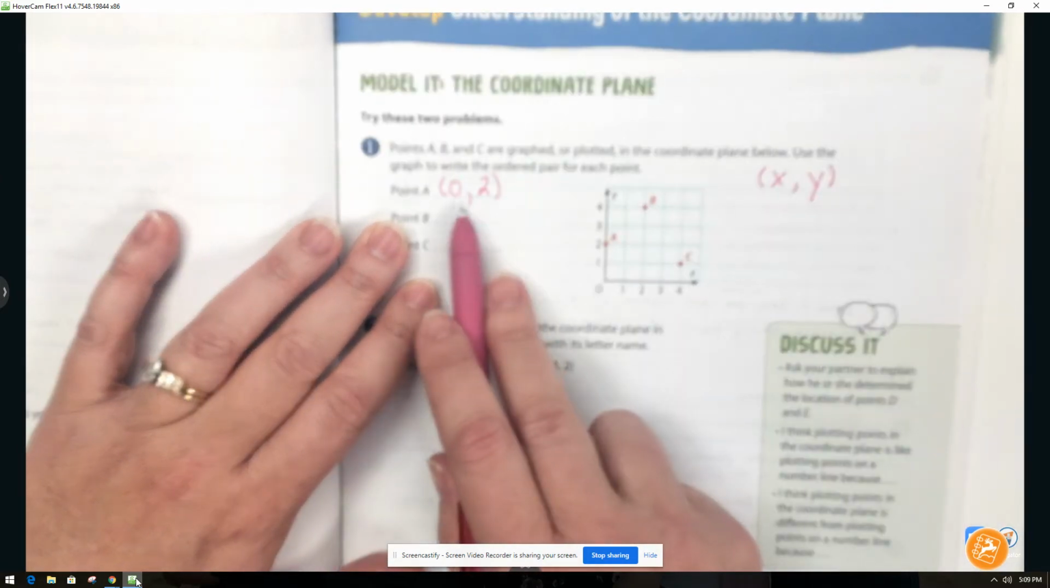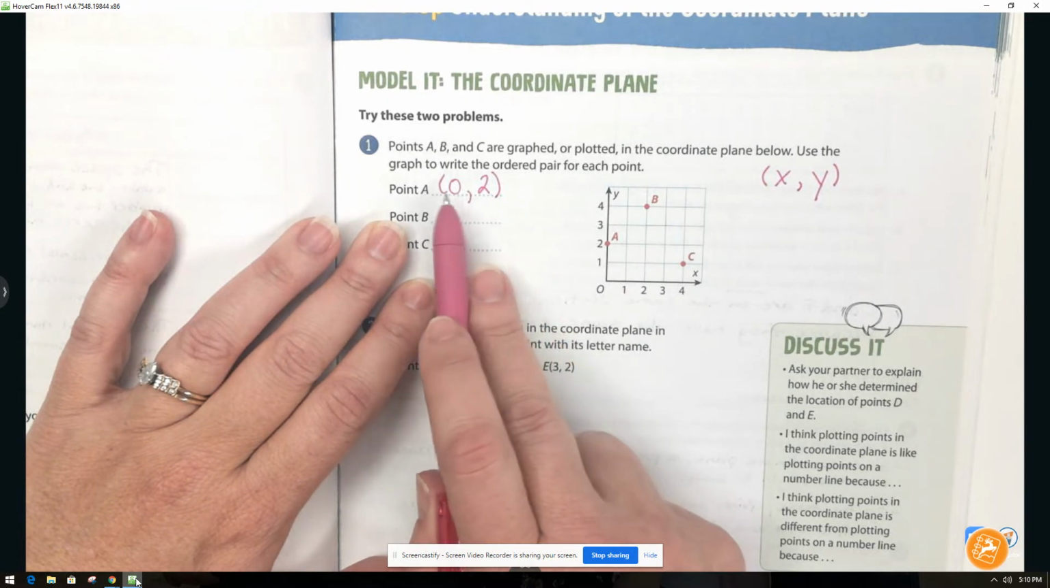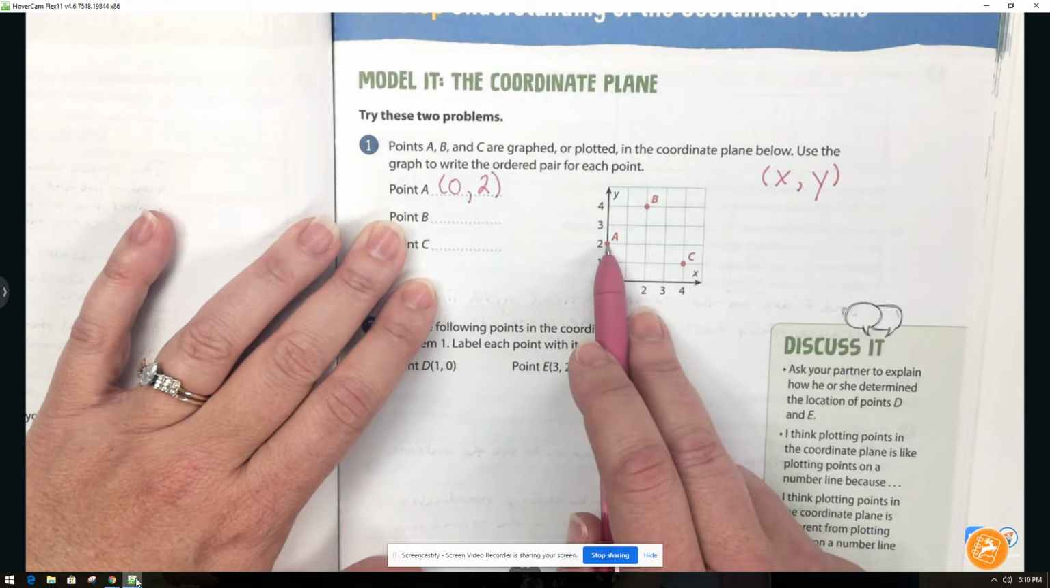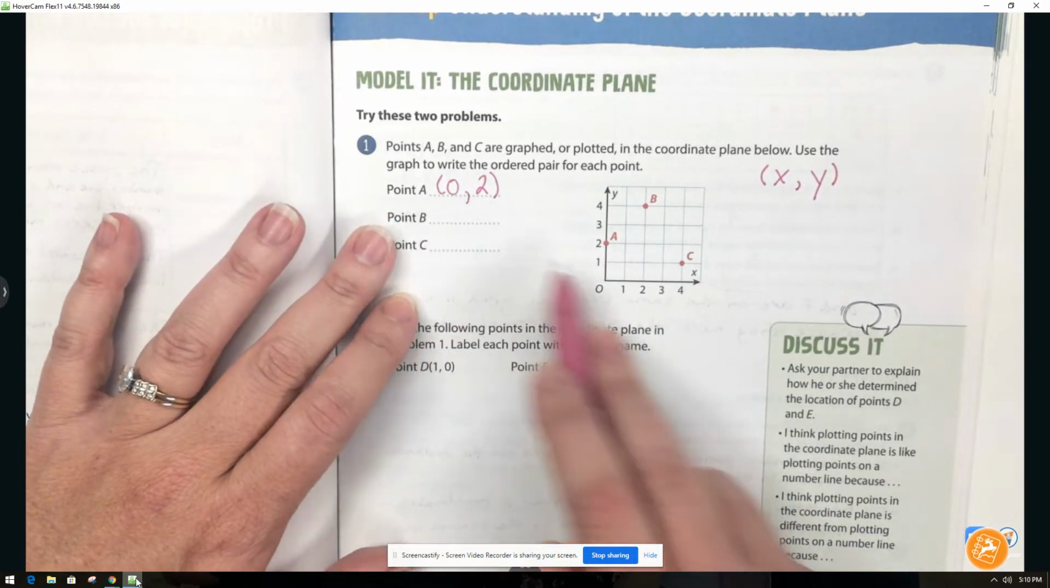So the ordered pair for point A is 0, 2. The x value is 0, the y value is 2. Now let's do point B.